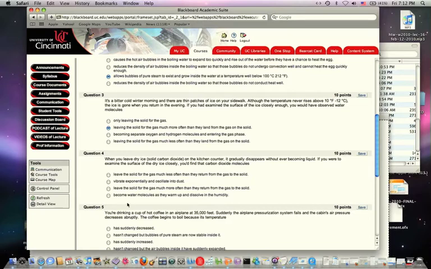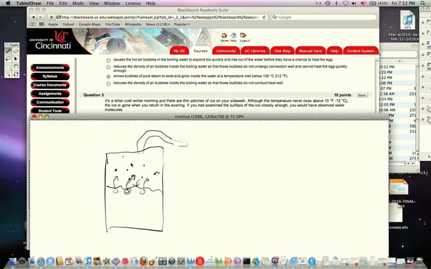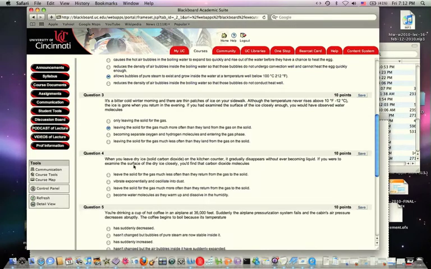4. Become water molecules as they warm up and dissolve the humidity. And remember, this again is looking at this equilibrium, and so if it leaves the solid much more rapidly, much more often than it comes back, then basically it sublimates. You gradually get less and less and less. So it leaves the solid for the gas much more often than they return from the gas to the solid. Just there.